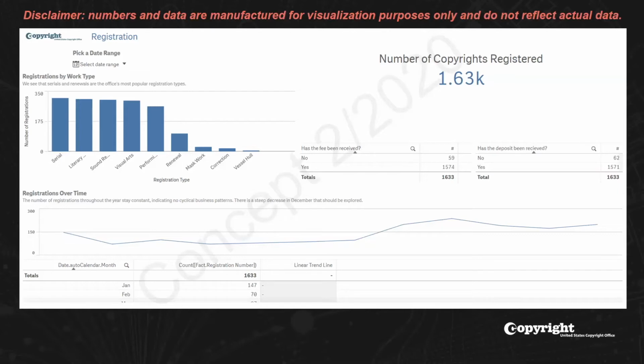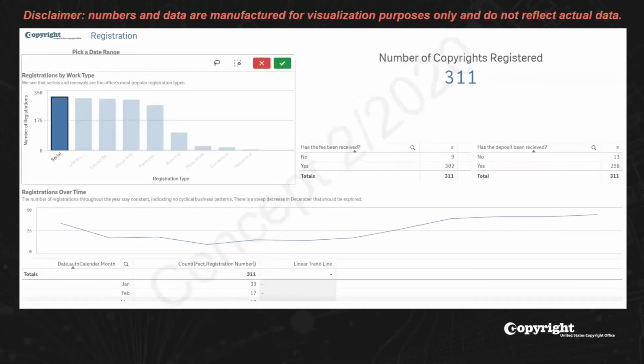But if we want to drill down, if we click on one of those images, we can drill down more information. For example, in the slide, you can see if we click on the serial works, registration work type is serial, and we click on that, we see dynamically on the tool the graphic changes for every metric. So here it shows for the serial type, number of copyrights registered were 311, and there were fees received and the registration over a period of time.